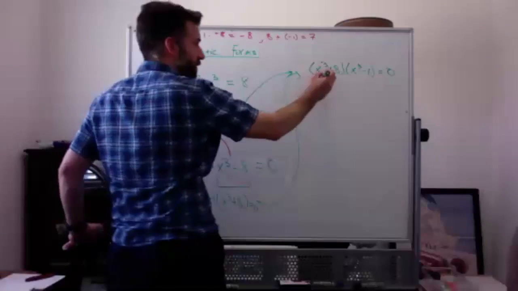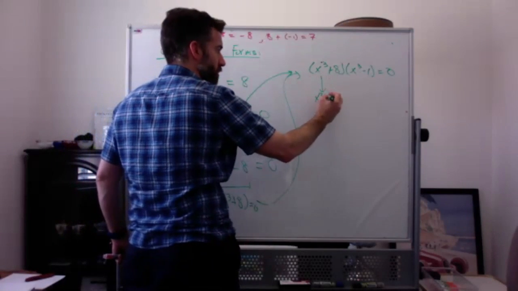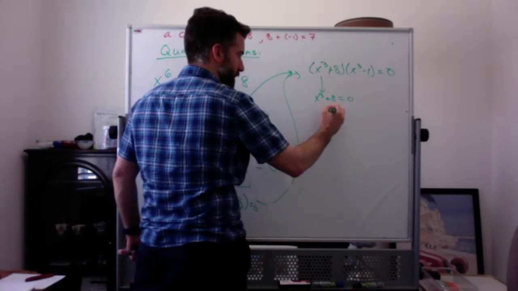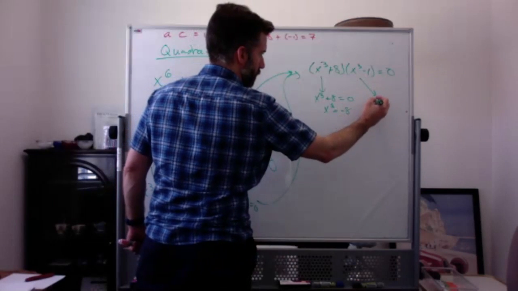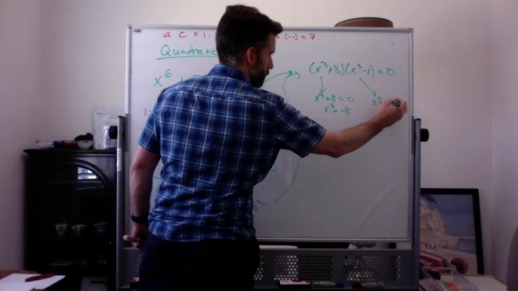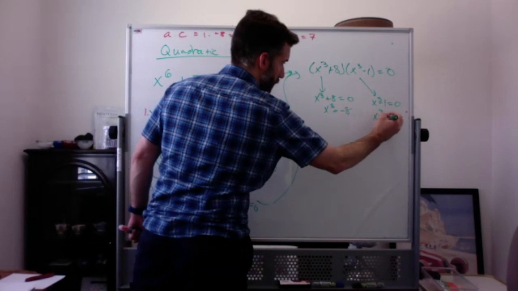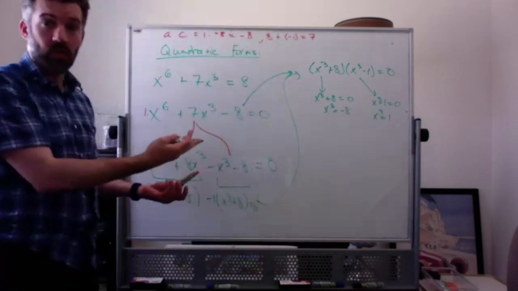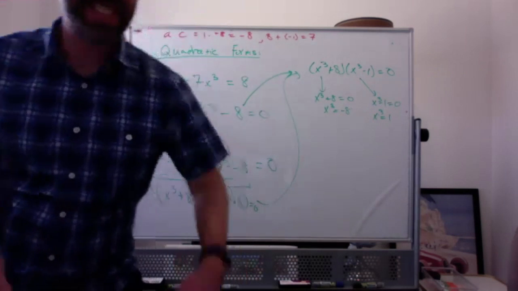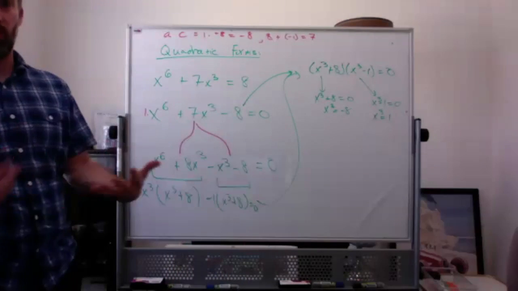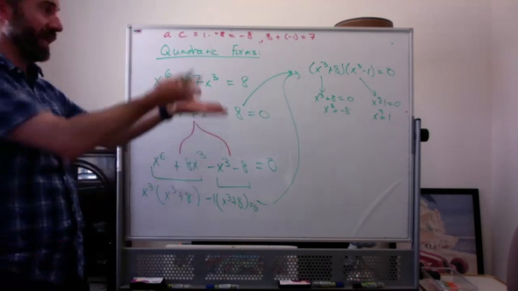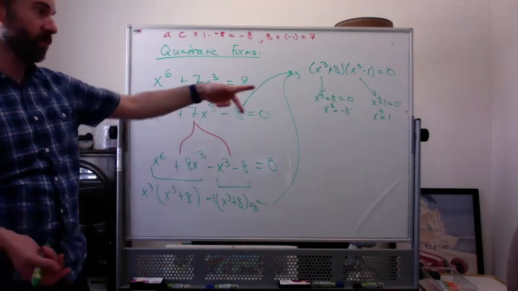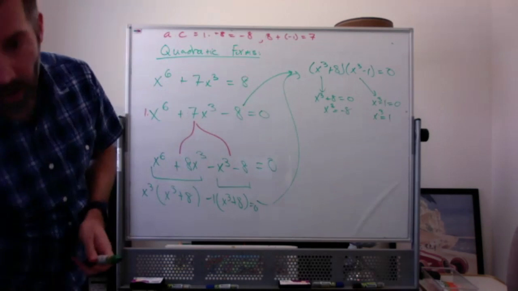If I set this equal to 0, I get x cubed equal to negative 8. If I set this equal to 0, I get x cubed equal to 1. So all I'm really trying to show you here with this example is it doesn't matter which way you do it. As long as you're doing the right things, you will get to the same place, whether you do it this way or the other way.